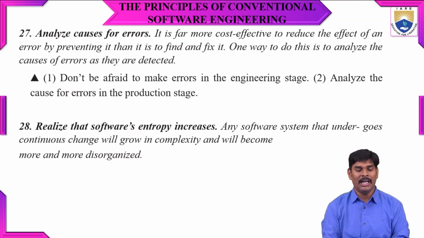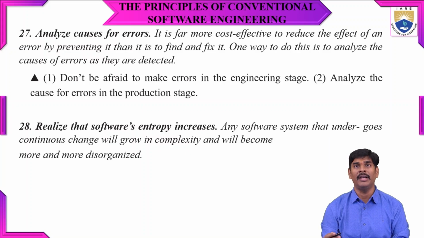And the next one is analyze causes for errors. For any developer, they need to understand what bugs they have identified and how to find and fix them in a proper manner. The ultimate goal for any organization is to minimize the bugs. After finding the bugs, they need to understand what these bugs are and how to rectify them in a more cost effective manner. Also, we can analyze the cause of errors that are detected.